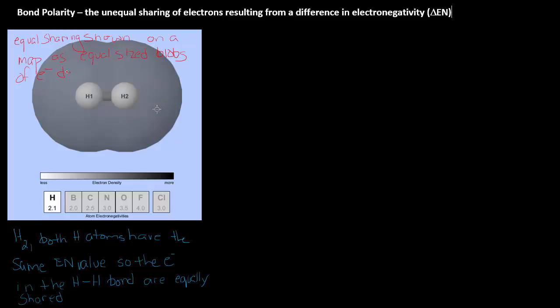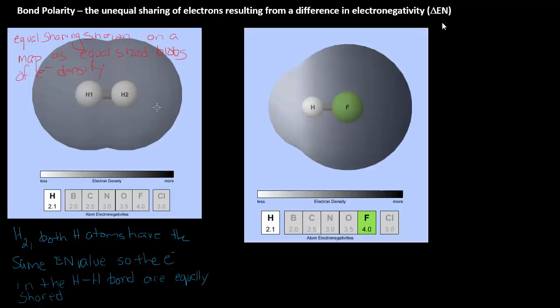All right, now contrary to this is what we would call a polar bond. So in a second here we'll see on the screen a hydrogen fluoride molecule. This is HF, and you can see immediately from the picture of electron density that it's not symmetrical and it's much darker around the fluorine.